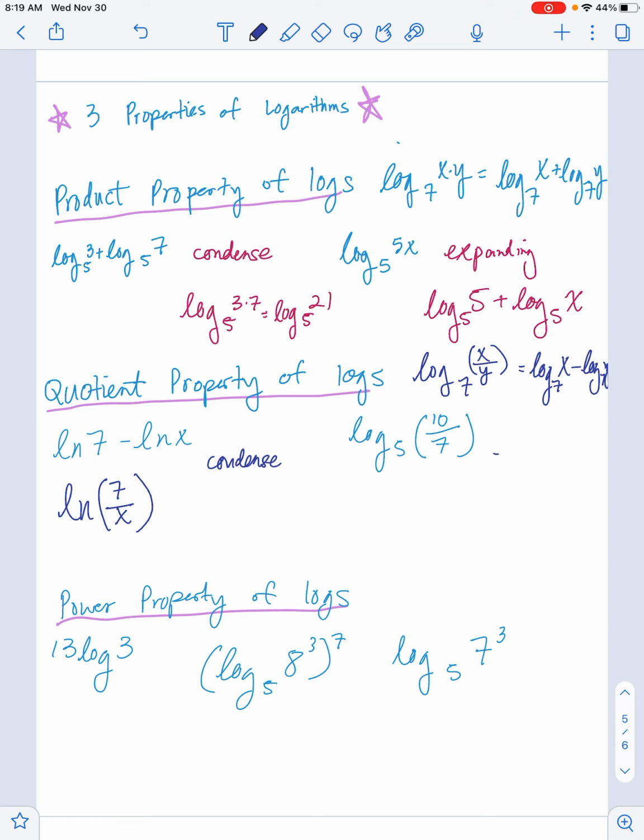An expanding example would look like this. I have log base 5 of 10 over 7. Notice inside this one log, you have a fraction, a division, 10 divided by 7. So I can expand this so that I have log base 5 of 10 minus log base 5 of 7.